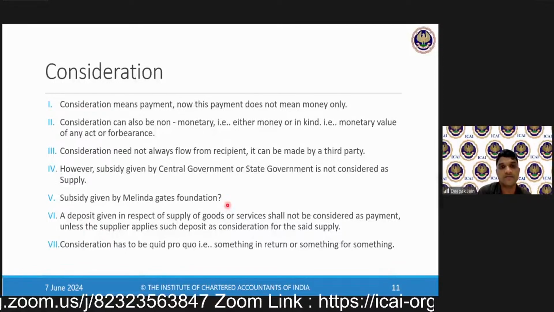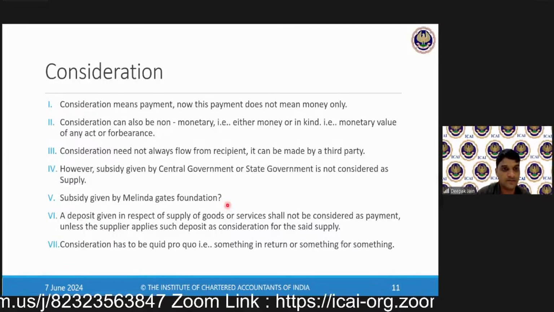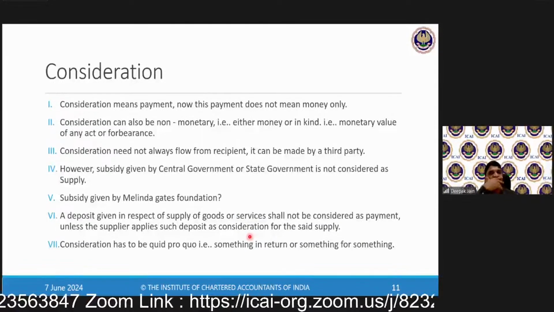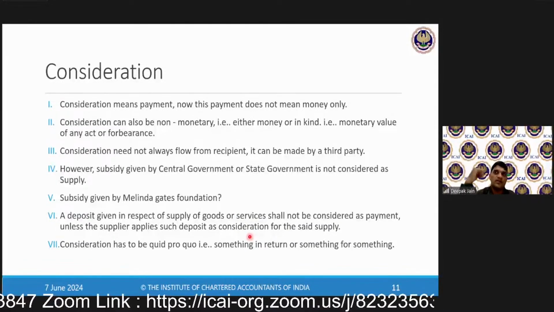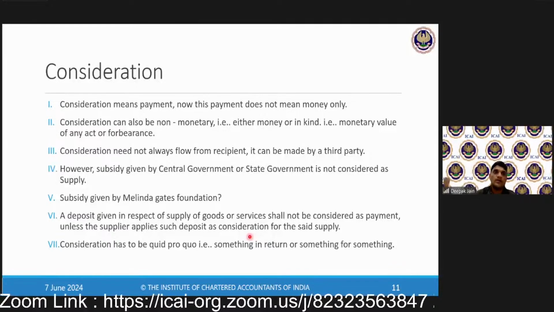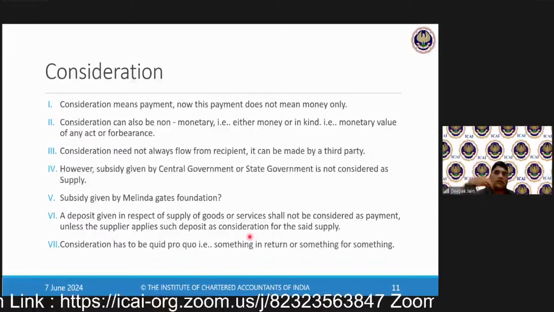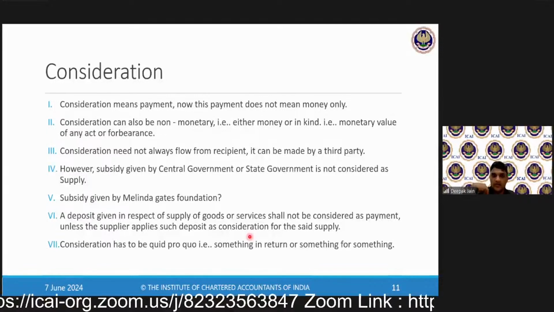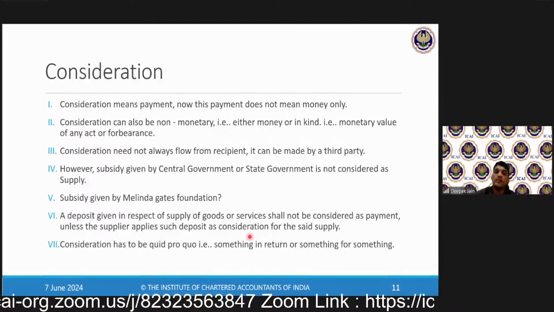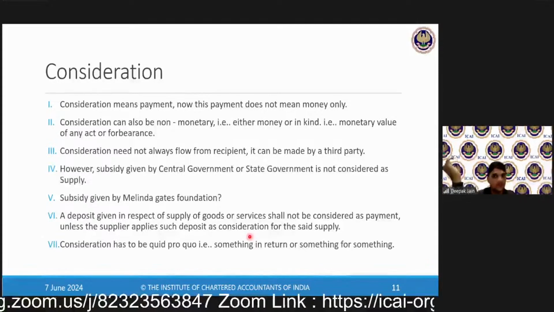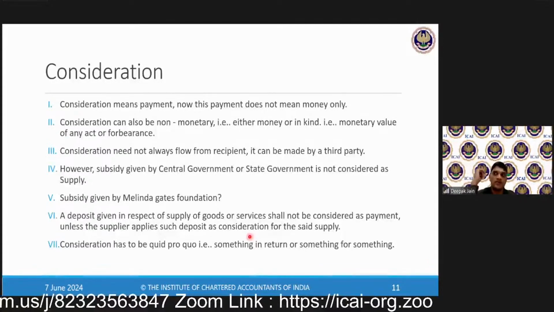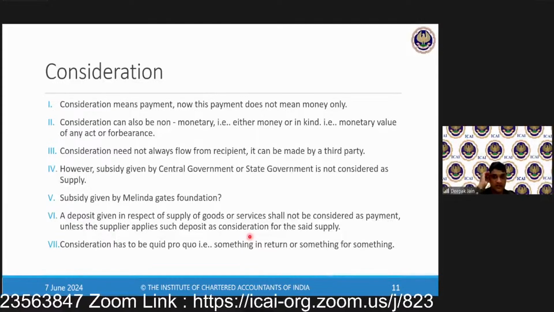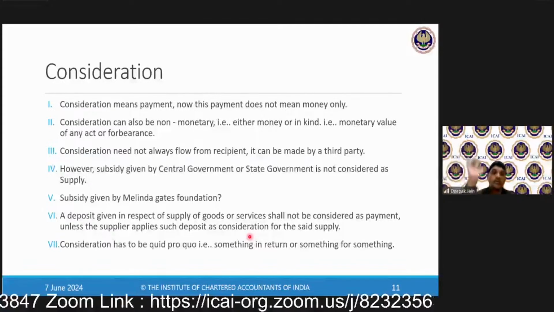Now I am buying something. I have to pay money. Now the supplier who is supplying to me is saying that you have to give me a deposit because I don't trust you. After manufacturing, you will pay me or not, so you give me a deposit. Will this deposit be treated as a consideration? On the deposit, should we pay GST?